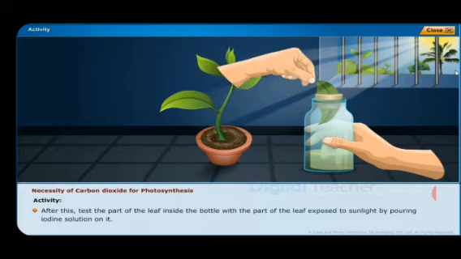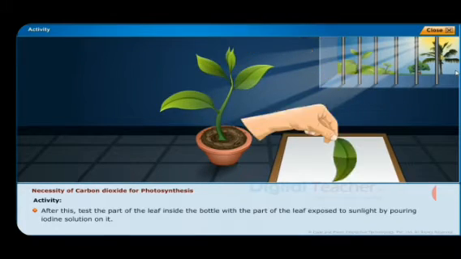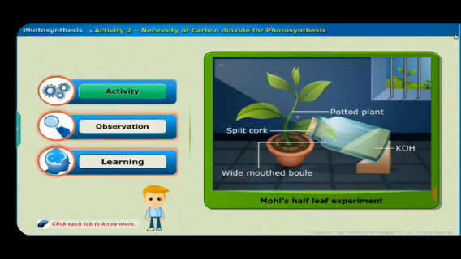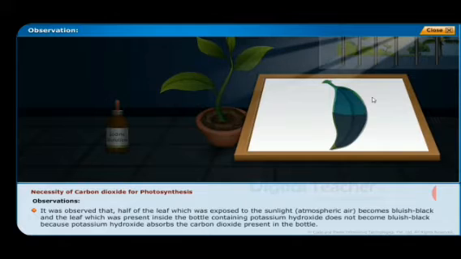After this, test the part of the leaf inside the bottle and the part of the leaf exposed to sunlight by pouring iodine solution on it. Observe the changes in the leaf. It was observed that half of the leaf was exposed to the sunlight.